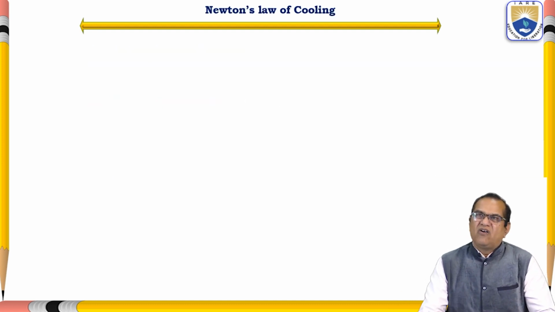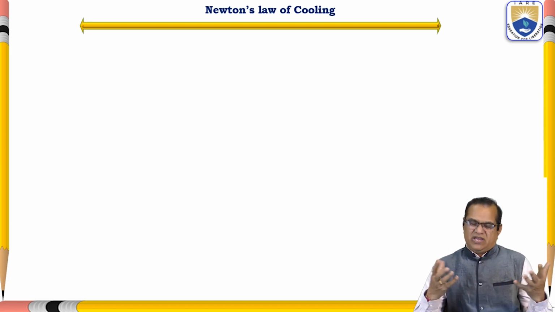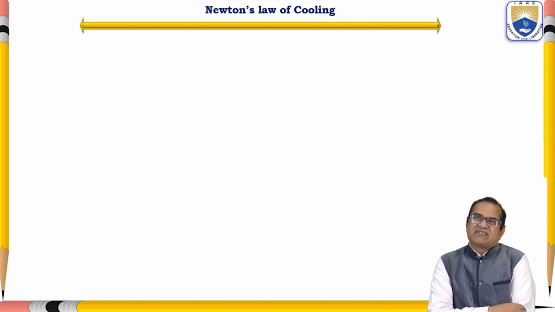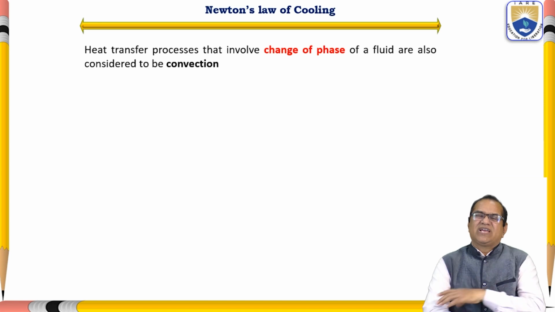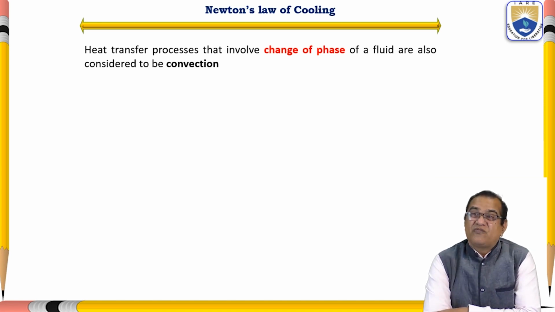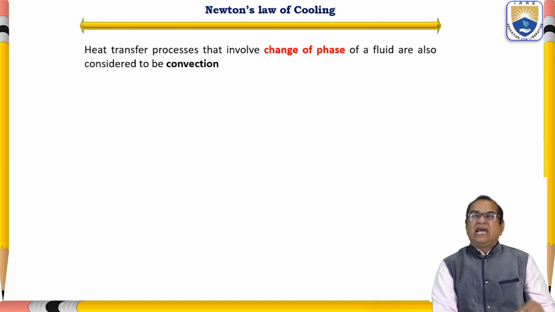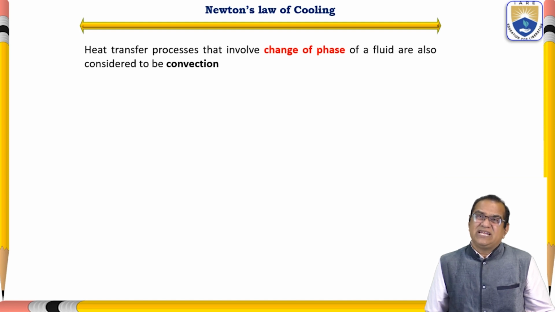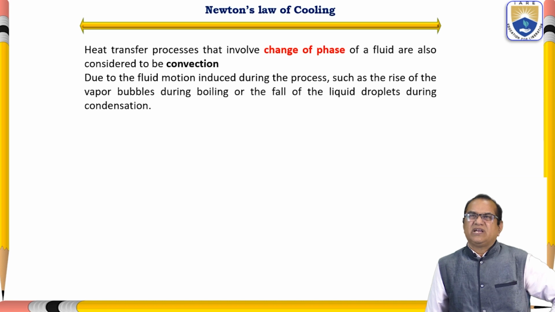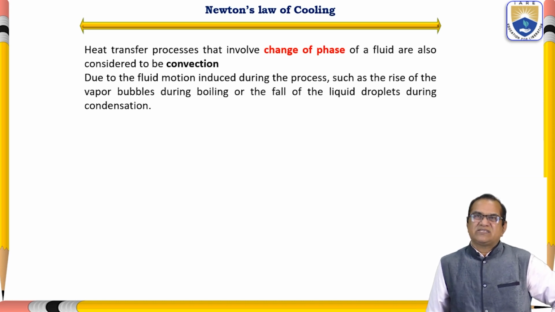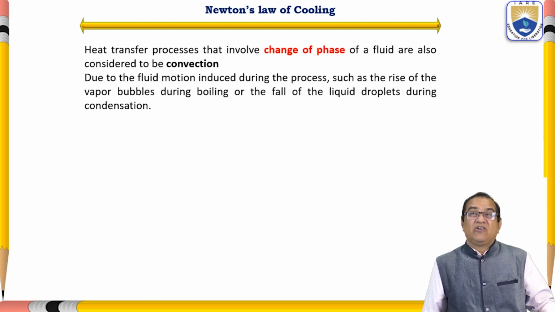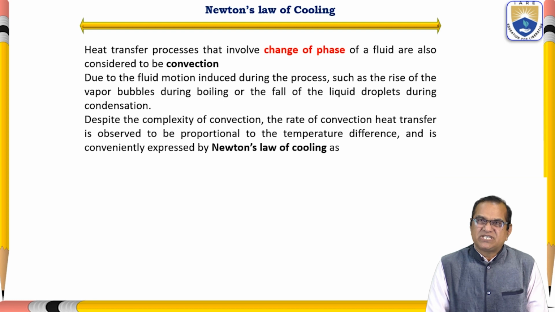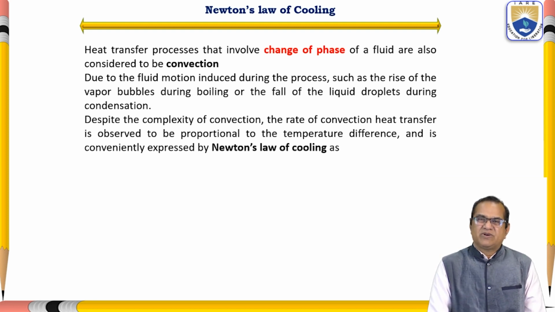Now I will discuss Newton's law of cooling, and this relates to a specific coefficient that is called the convective coefficient. Here we can see that heat transfer processes that involve change of phase of a fluid are also considered to be convection, due to the fluid motion induced during the process, such as the rise of vapor bubbles during boiling or the falling of liquid droplets during condensation. Despite the complexity of convection, the rate of convection heat transfer is observed to be proportional to the temperature difference and is conveniently expressed by Newton's law of cooling.